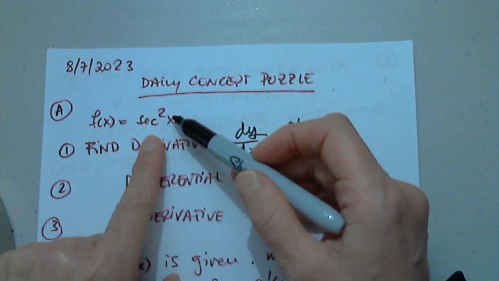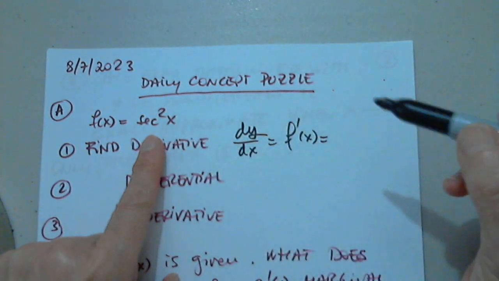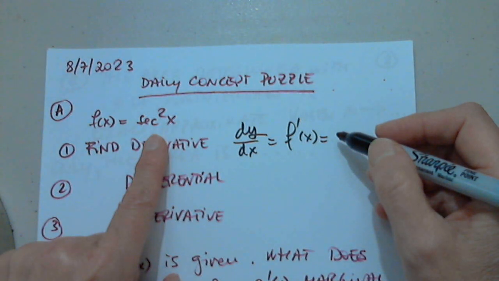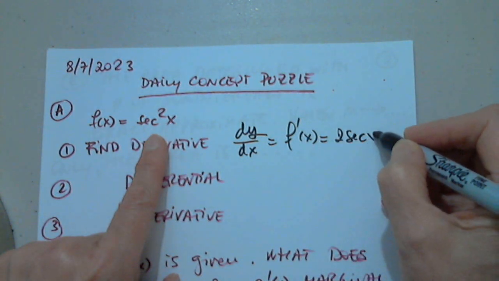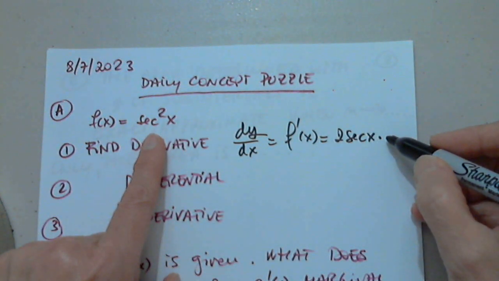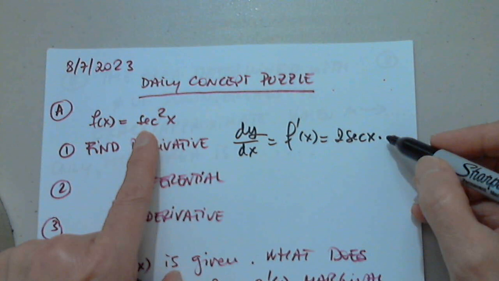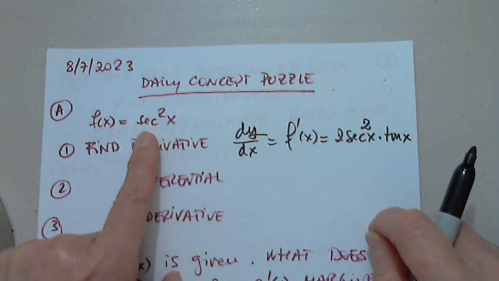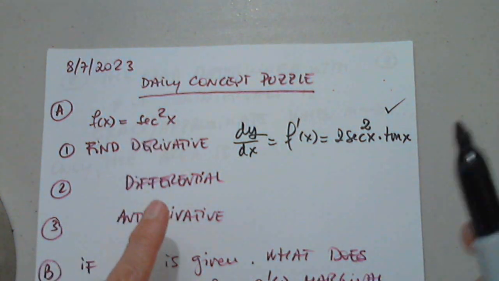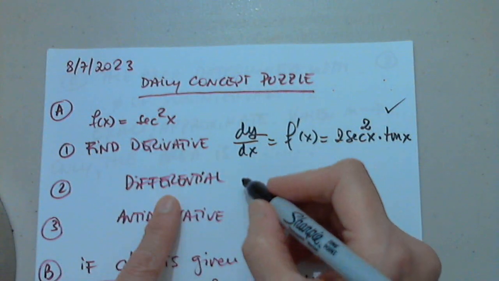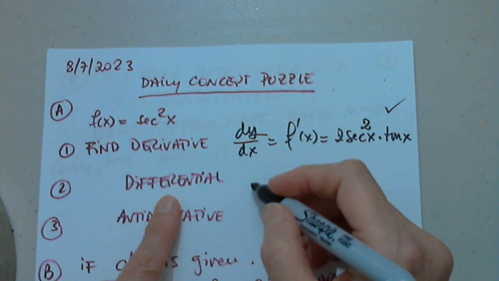I have to start with the outermost. Oh, you're right. Two secant. 2 secant x times the inner function prime. Secant tangent. Awesome. Allow me to put this. That's it. Awesome. Perfect. Now the differential, starting with the notation, for the same function, of course.